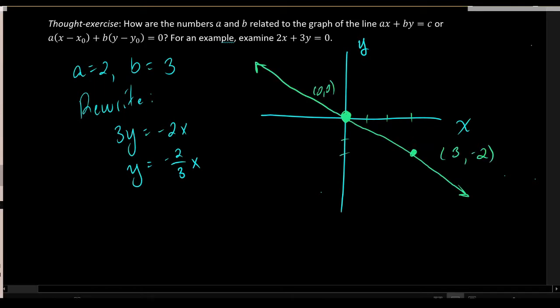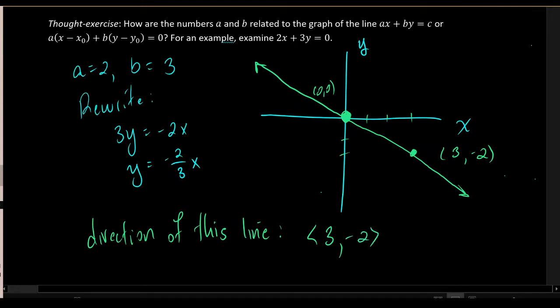So in other words, the direction of this line is given by the vector where we have final minus initial, final minus initial. A direction vector for this line points in the direction 3, -2.